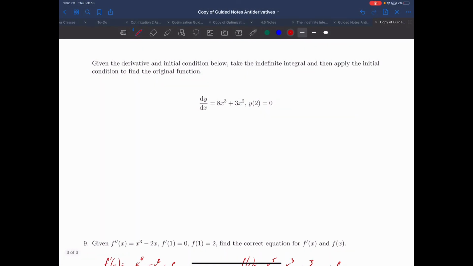All right, so this one is like one of the ones we talked about previously. This is an initial condition problem, or initial value problem. It says, given the derivative and initial condition below, take the indefinite integral and then apply the initial condition to find the original function. So that's exactly what I showed you just a couple problems back, just given to you in different notation.